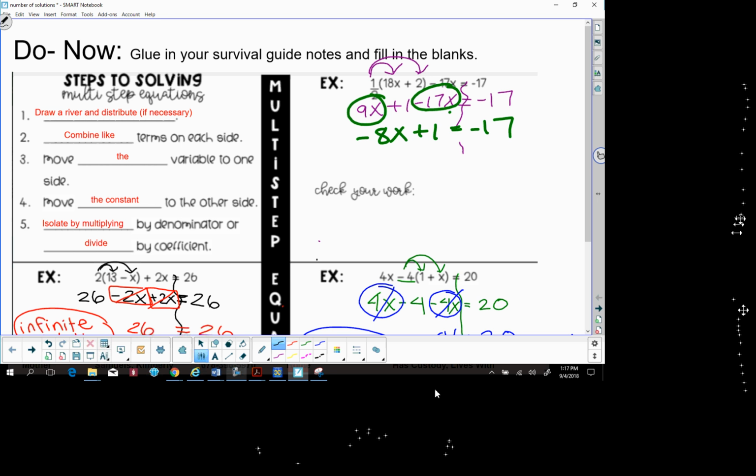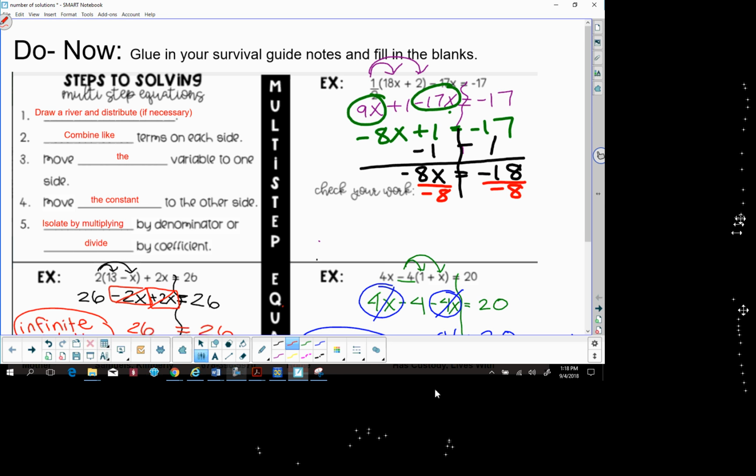Now, I already have the x over here. How do I get the constant or the number over to the other side? Subtract, right? And I get negative 8x equals negative 18. Now, how do you get x by itself? Divide.